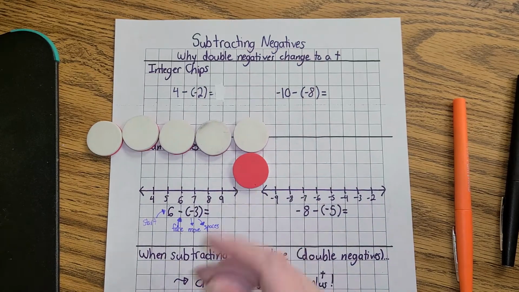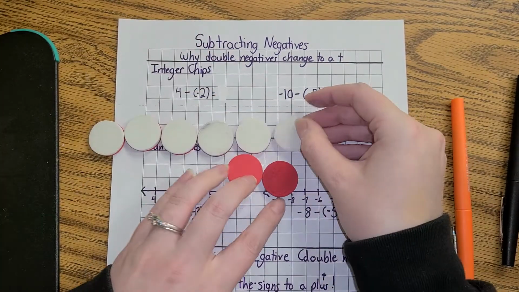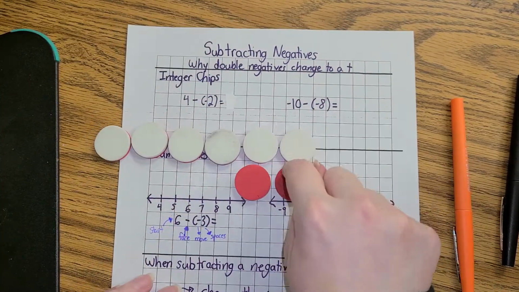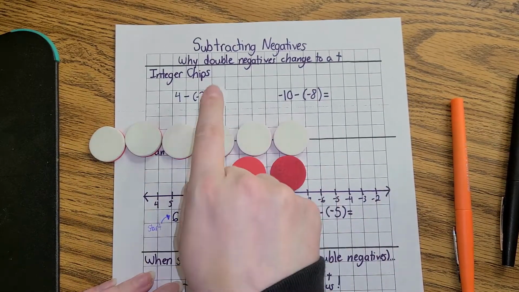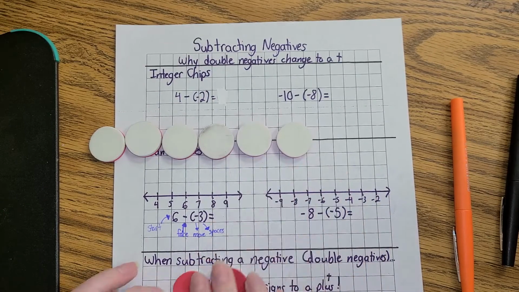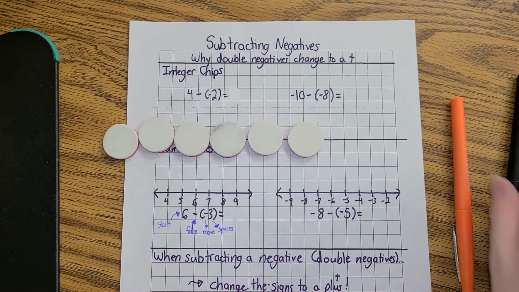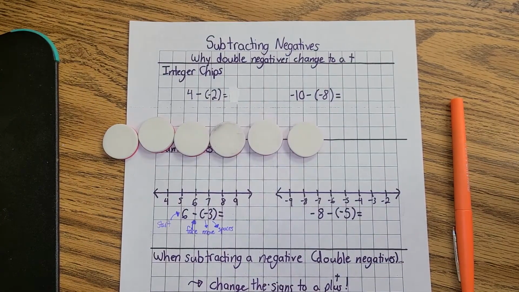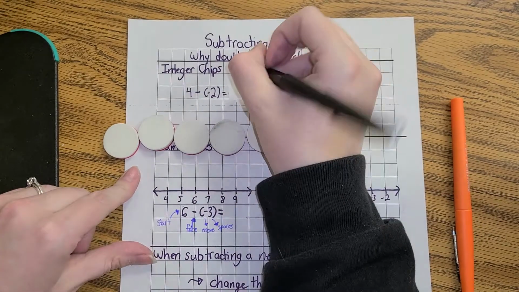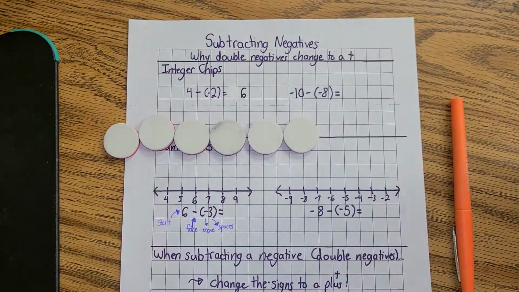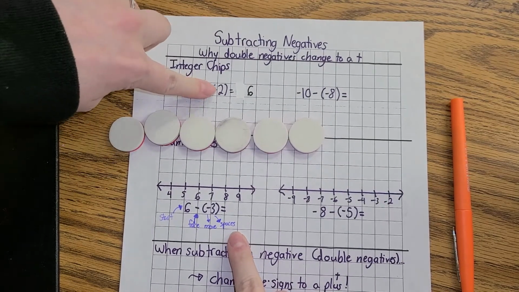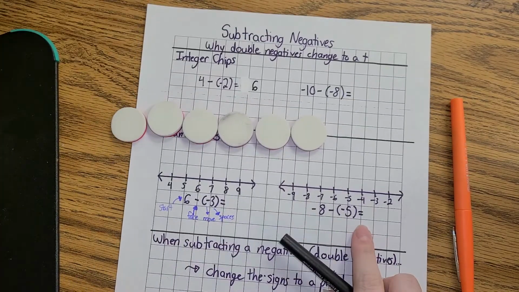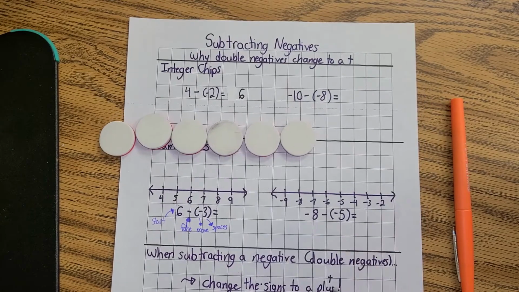But I only have 1 negative, and I need 2. So I'm going to add 1 more. So this is 0, 0, 1, 2, 3, 4. I still have 4, but now I can take out 2 negatives. Okay, after taking out my 2 negatives, I end up with 1, 2, 3, 4, 5, 6 positives. Okay, you start with 4, you take away negatives, you'll end up with more.